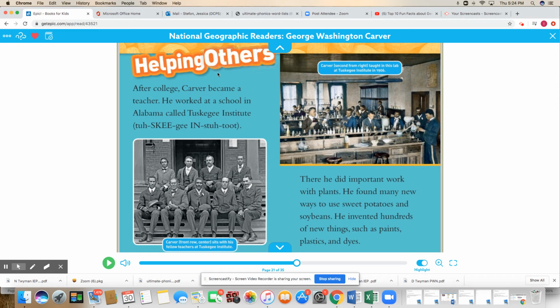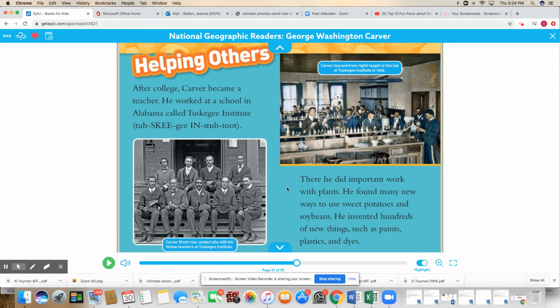So again, we see a new section in the book, and we have the heading right here, helping others. So we already know this whole next section is going to be about how his work and research helped other people. After college, Carver became a teacher. He worked at a school in Alabama called Tuskegee Institute. There, he did important work with plants. He found many new ways to use sweet potatoes and soybeans. He invented hundreds of new things, such as paints, plastic, and dyes.